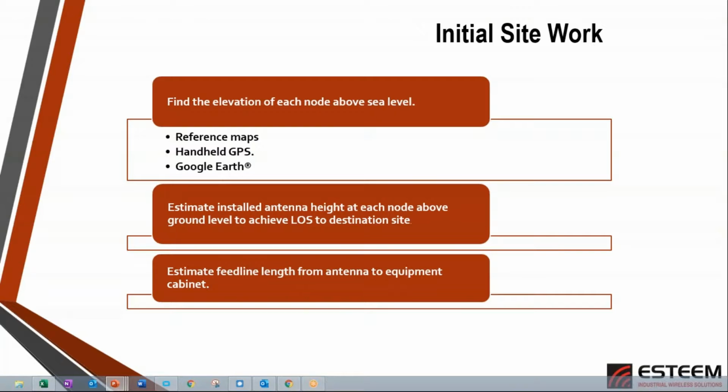We also then can estimate from that height what type of coax cable, if the system is using coax, from the antenna to the equipment cabinet. We're going to need that information to put into our calculations to see how much signal loss is going to actually be within the network.